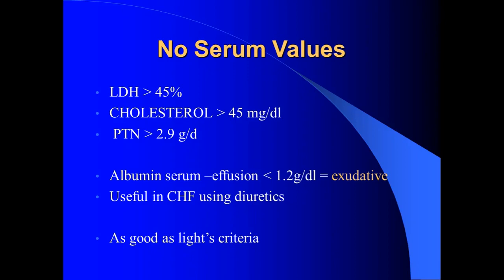If you don't have a serum value, you can check the LDH, if it is more than 45%, or cholesterol more than 45 milligrams per deciliter, or total protein more than 2.9 grams per deciliter. That means this is secondary to an exudative pleural effusion. If the patient is using furosemide or Lasix, you check the serum albumin minus the effusion albumin. If it is more than 1.2 grams per deciliter, it is exudative.